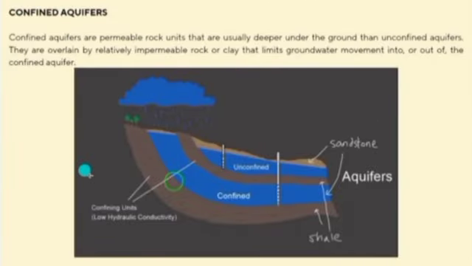Groundwater flow in confined aquifer. Confined aquifers are permeable rock units that are usually deeper under the ground than unconfined aquifers. They are overlain by relatively impermeable rock or clay that limits groundwater movement into or out of the confined aquifers. These are made up of rock materials with a low permeability, meaning these clay or rock materials limit fluid from passing through.